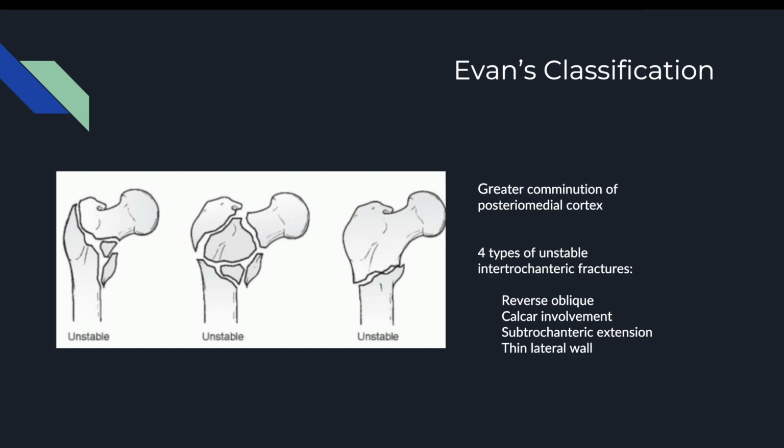Okay. And then for the four unstable fracture types, we have the reverse oblique, any that involve the calcar region, and I'll go into what that's composed of, then the subtrochanteric extension that Drew brought up earlier, and those with a thin lateral wall. We can see that there is greater involvement of the posterior medial cortex with these unstable fracture types, and because of that, it's going to impact treatment and what we do with these fractures.